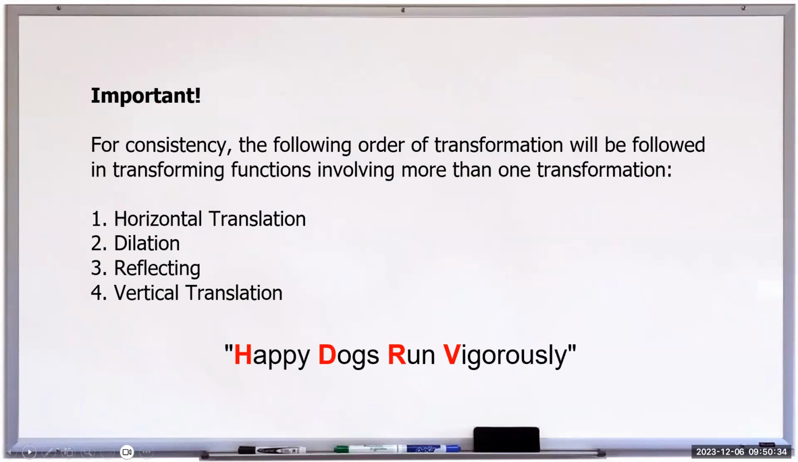So if all transformations are present in one function, then in order for us to get the accurate graph of that transformation, we need to follow a certain order. Just remember, happy dogs run vigorously. So our mnemonic for that is HDRV. So mauuna ang horizontal translation, followed by dilation, followed by reflection, and then last one yung vertical translation. Okay?